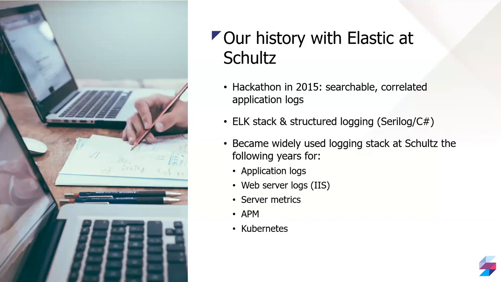Yeah. So Beats you can install on the servers to collect the metrics, CPU, memory, disk usage, that kind of stuff. And then at some point, we started also using APM, application performance monitoring, which is a more Elasticsearch-specific product. And over the course of the years, we started using Kubernetes for some of our applications as well, and we use that as well to grab metrics from Kubernetes.